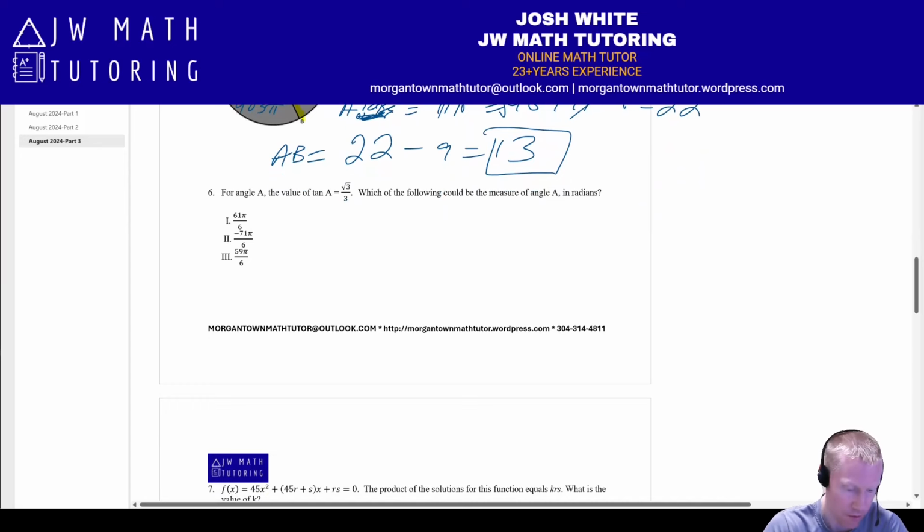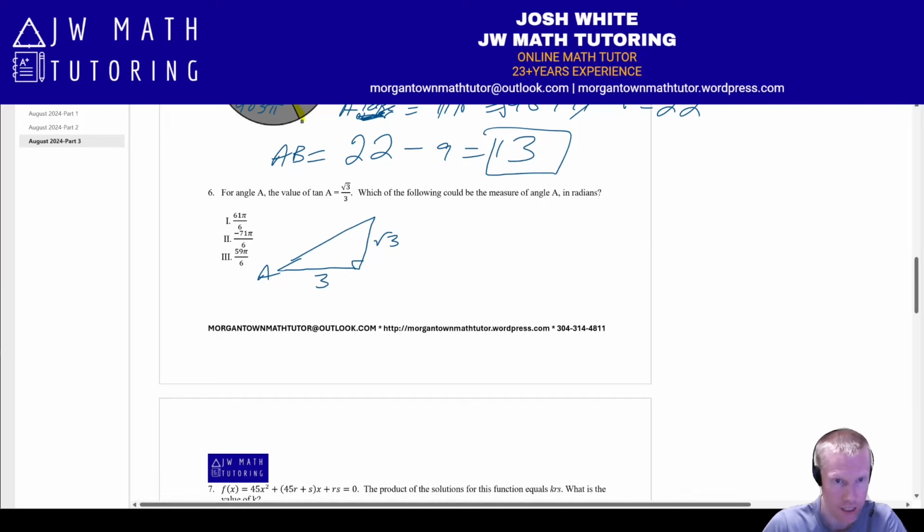Next up, question number 6. There are multiple ways that you could do this one. So one way would be to just first set up a triangle here, just call this angle A. We know tangent of A is opposite over adjacent.